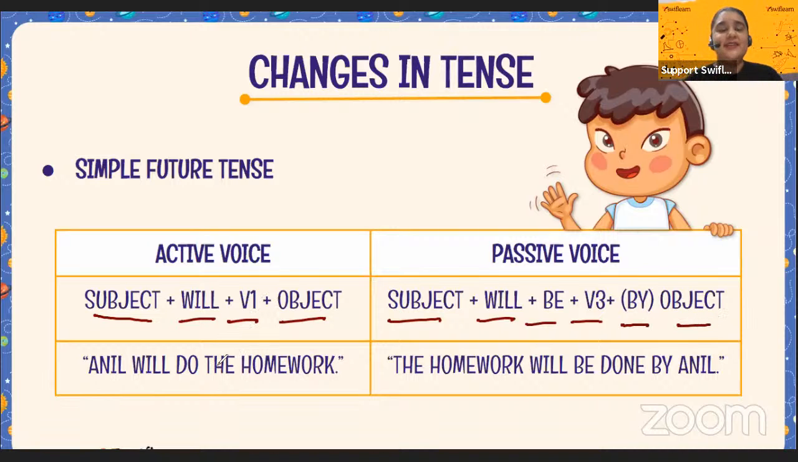So let's read the sentence. Anil will do the homework. So Anil is your subject, will, and do is your verb first form. Yes, the homework. So the homework is your object. So when you are changing it into passive voice, the homework will be done by Anil. So you are changing it into verb third form. Very good. Clear?